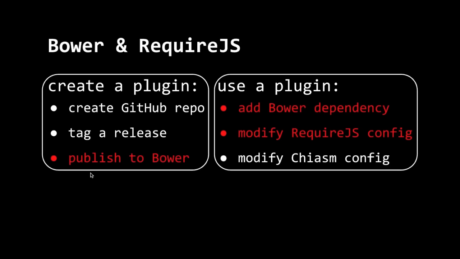So Bower is a less used repository than NPM. It's for client-side stuff. But yeah, to publish to Bower, you just need to say Bower publish or something. So it's just a command line thing. And then Bower will look at your GitHub repository and the tags, and it will take the most recent tag and install that if you don't specify a tag.